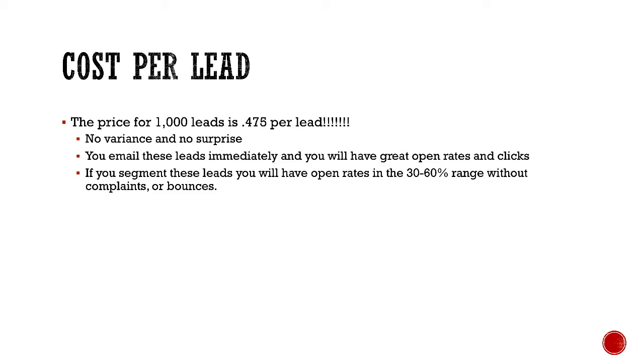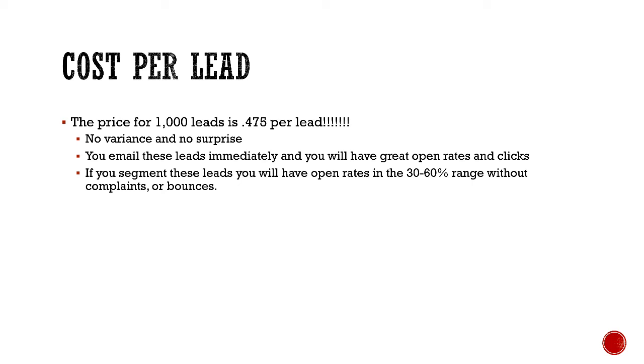The price for leads in a media buy, for 1,000 leads, ends up being about 47.5 cents per lead with the source traffic that we use right now. There's really no variances, there's no surprises. Every lead comes in at the same price. That's for 1,000 leads at a time. You email these leads immediately and you have a great open rate. I see open rates sometimes as high as 70%. It's always in the 30 to 60% range without complaints and very, very few bounces.